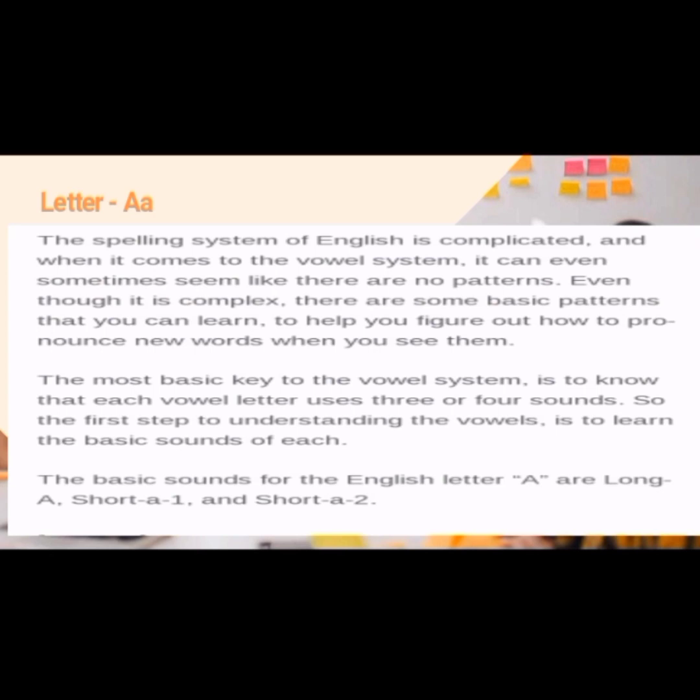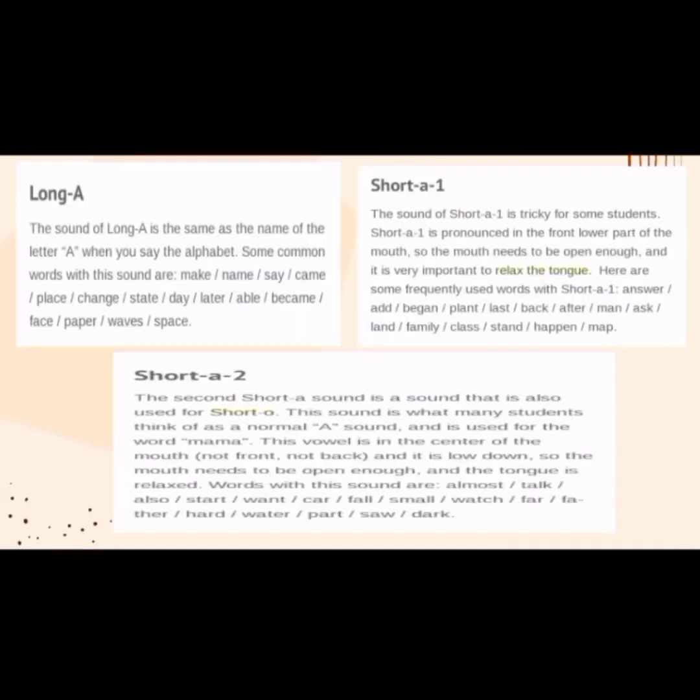The most basic key to the vowel system is to know that each vowel letter uses 3 or 4 sounds. So, the first step to understanding the vowels is to learn the basic sounds of each. The basic sounds of the English letter A are long A, short A1, and short A2. The first sound in letter A is the long A sound. The sound of long A is the same as the name of letter A when you say the alphabet.